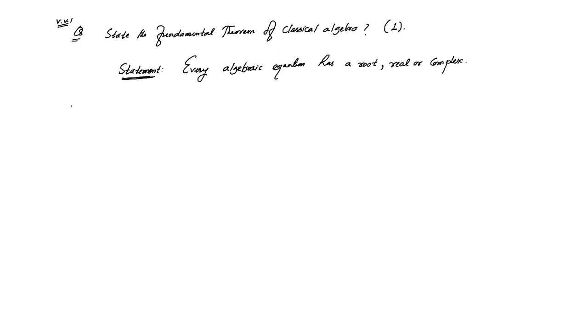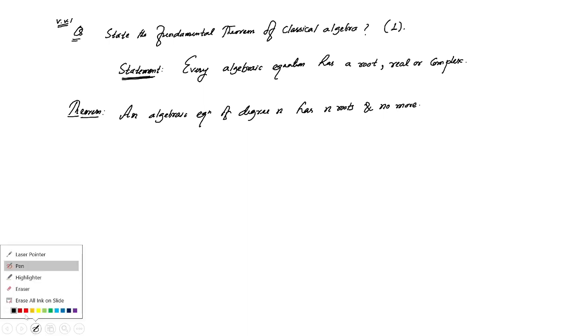Now there is another important theorem. What is the statement of the theorem? An algebraic equation of degree n has n roots and no more. There will be no more than n roots, that means an algebraic equation has exactly n roots. So what is the meaning of the statement?